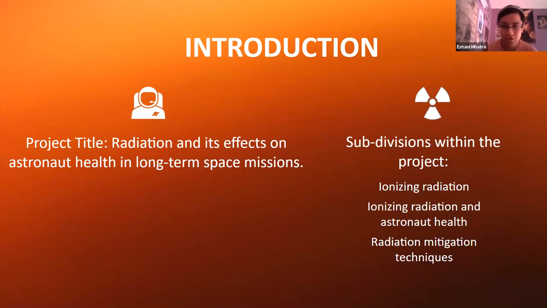The sub-teams within the project were ionizing radiation and astronaut health, and radiation mitigation techniques. Our project aims to estimate the effect of long-term radiation exposure on astronauts, with focus on low Earth orbit, transit to Mars, and exposure on the Martian surface. To understand this project, though, first we must understand the type of radiation we'll be focusing on, and that will be explained by Azza.